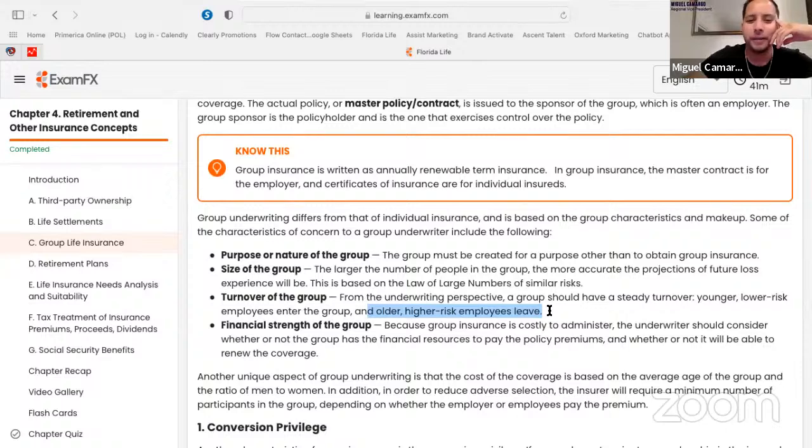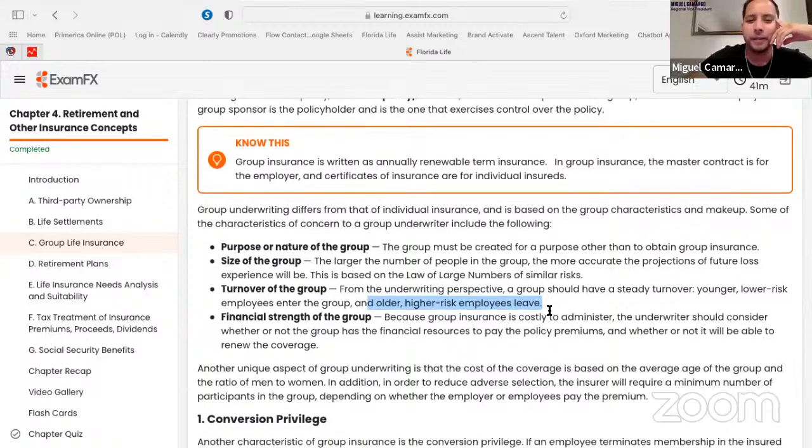And group insurance is costly. It's not cheap. So because group insurance is costly to the administrator, the underwriter should consider whether or not the group has the financial resources to pay the policy premiums or whether it will be able to renew the coverage. That's not going to be ever something that you have to answer, but that is something there.